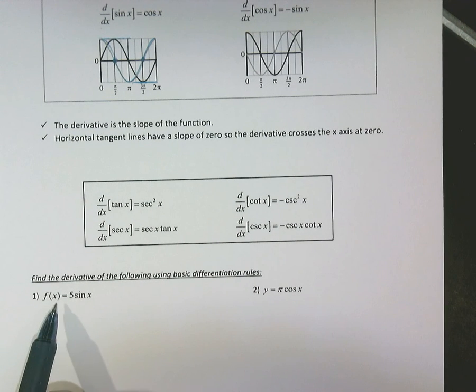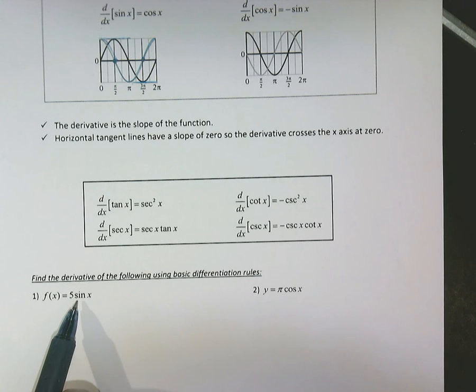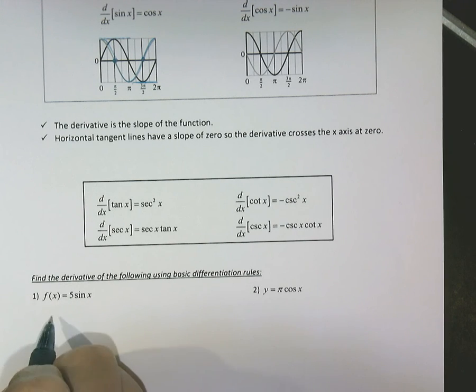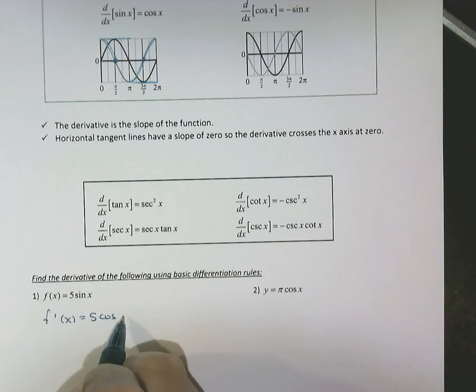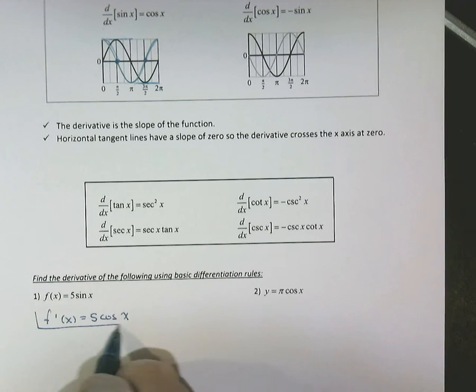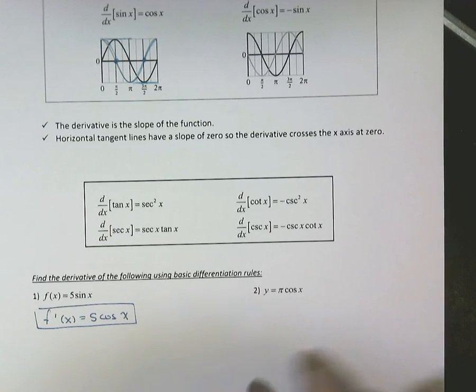If I want to take the derivative of 5 sine x, this is just saying 5 times sine of x. So I could say this is 5 times the derivative of sine x. So f prime of x equals 5 cosine x. Very simple, straightforward, taking the derivative.